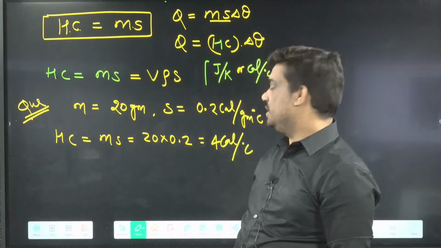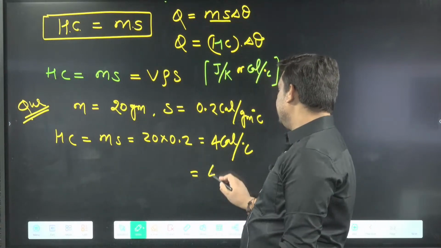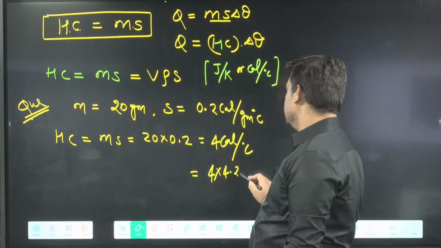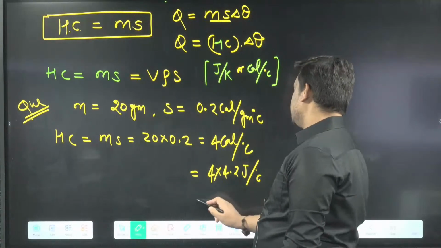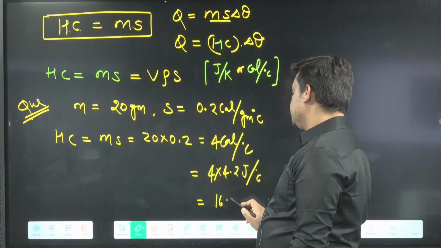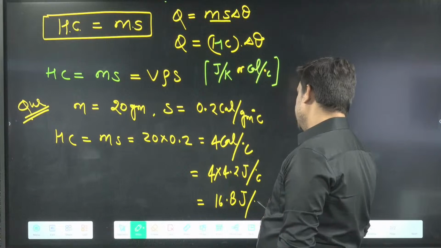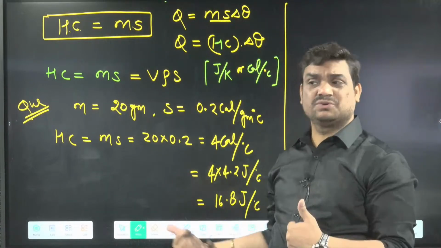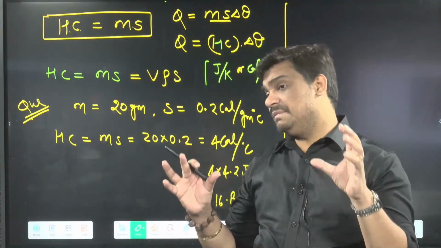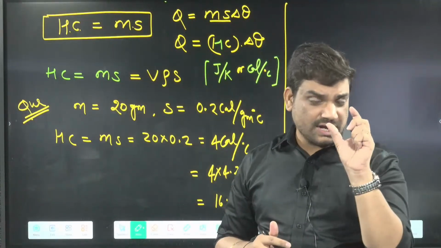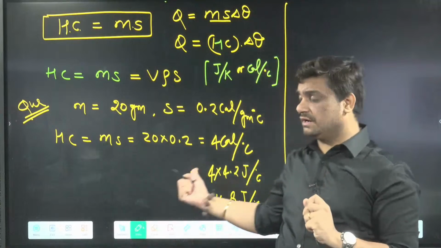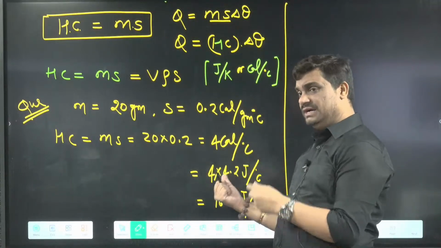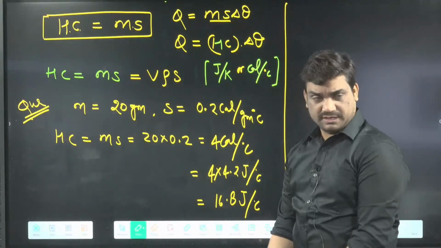Okay. So now we can see 4 calorie is basically 4.2 joule per degree Celsius. So it becomes actually here 16.8 joule per degree Celsius. Okay. So they can ask like this question. This is a very basic question here. Just we have multiplied M and S. Okay. And then they're asking in the joules. So we have written 1 calorie is actually 4.2 joules. So, okay, calculated here.